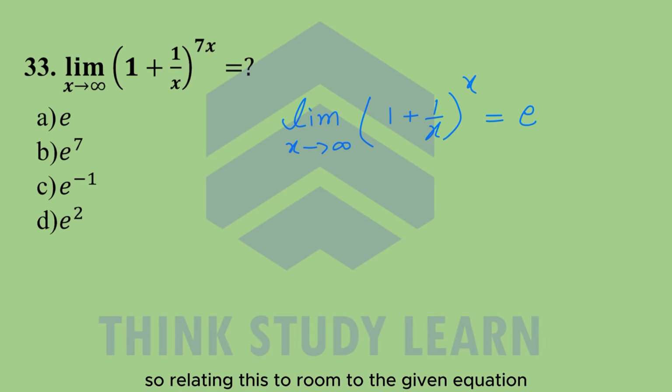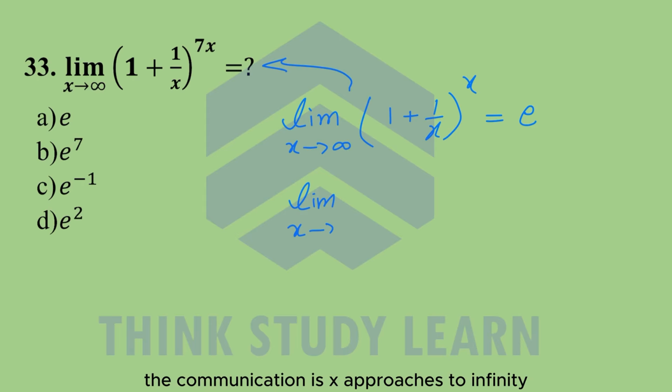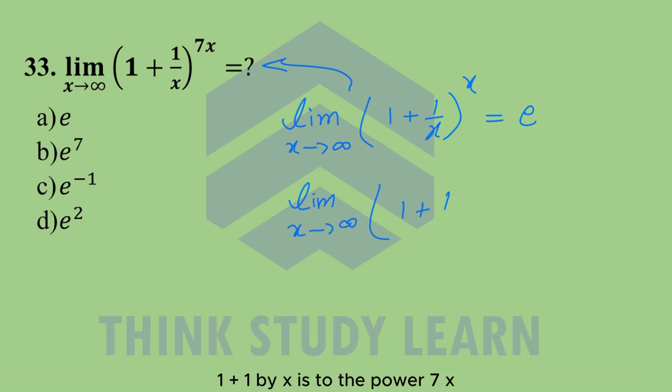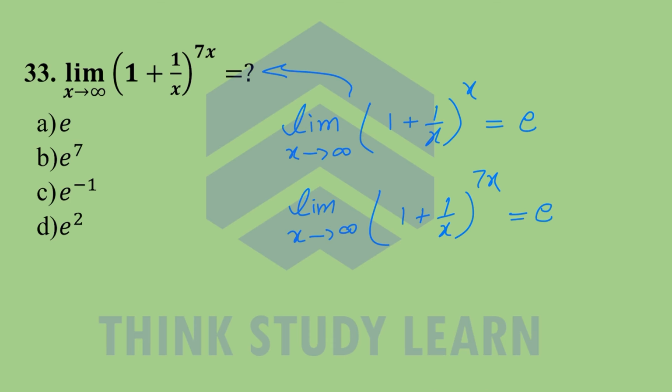So relating this theorem to the given equation, the given equation is limit x approaches infinity of (1 plus 1 by x) raised to the power 7x. So its answer will become e raised to the power 7. B option is the right answer.